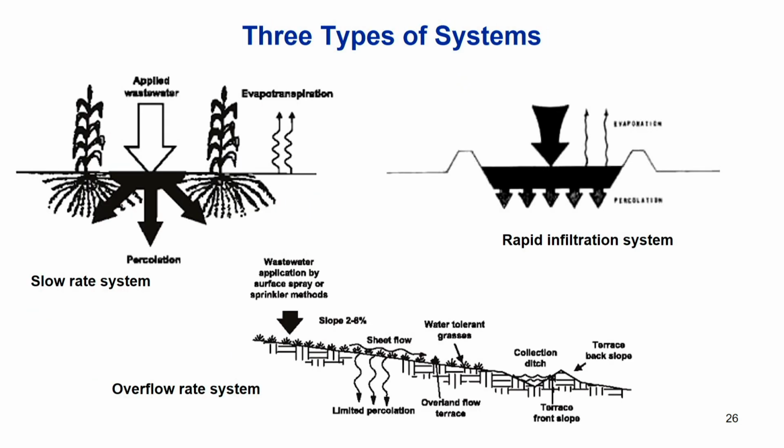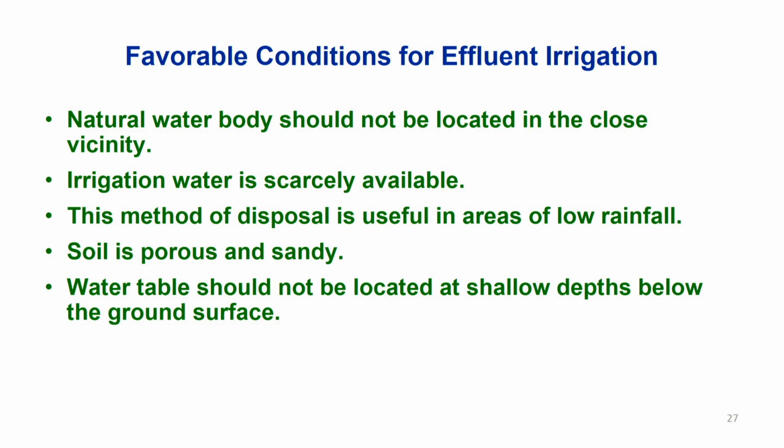These are images of the various types of systems. Here water is applied and used for plant growth. In rapid infiltration, it has to be a pervious zone so that water is percolating, and it should be free from suspended impurities. This is the overland flow, where the slope is taken as approximately 2%, and the water is passed through this and then collected in the ditch.